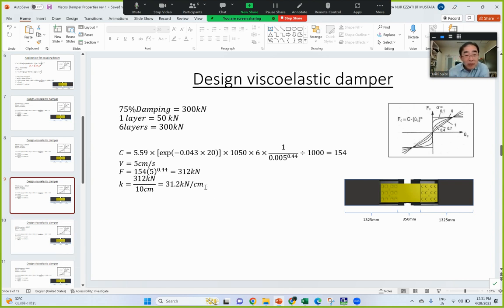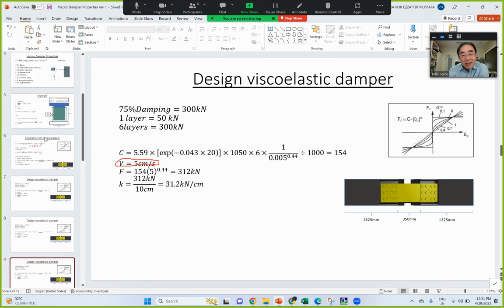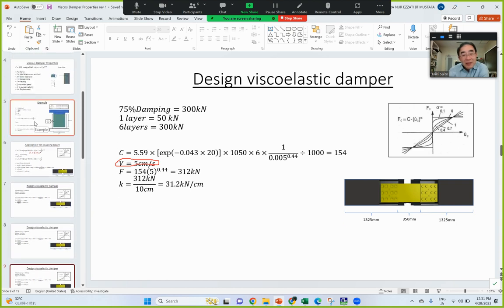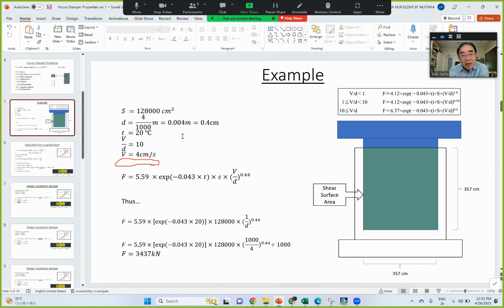Velocity 5 is actually very small, maybe a small earthquake. How much deformation of the coupling beam is based on here, sensei. For the velocity, it is actually based on the thickness. So for example, our D is 4 mm, and V over D is 10, and the velocity is fixed. It's always 4 centimeters per second.